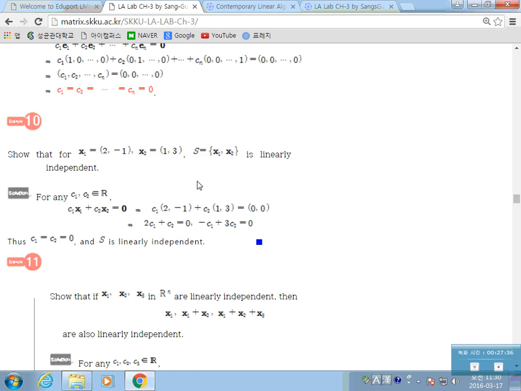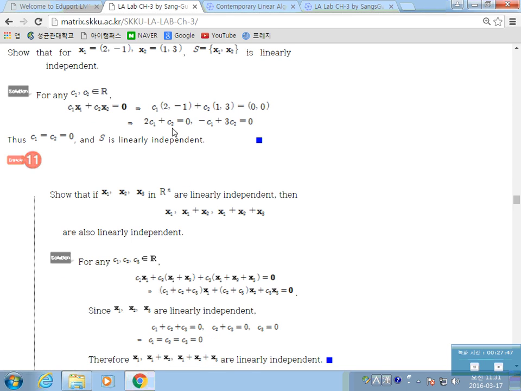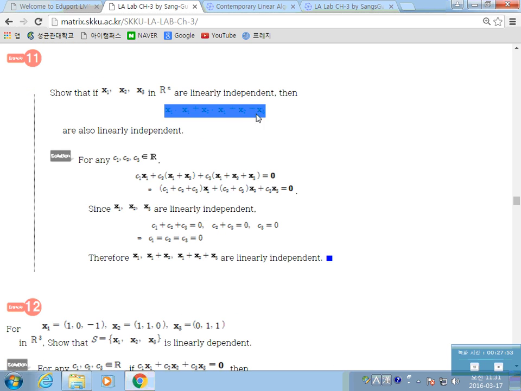Show that this is linearly independent. How? These two vectors are linearly independent. Let the combination be 0 and solve the system. Then, if you have two equations and two unknowns, you can find that all c_i should be 0. So it's linearly independent. If you have these three vectors, then show whether it is linearly independent or not.